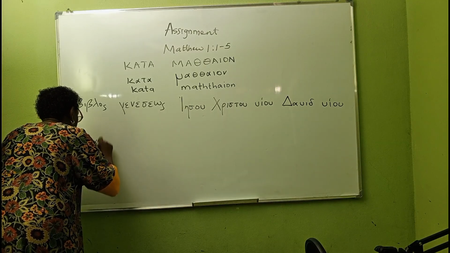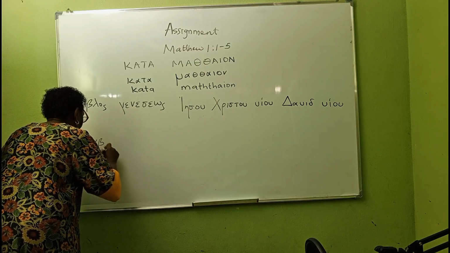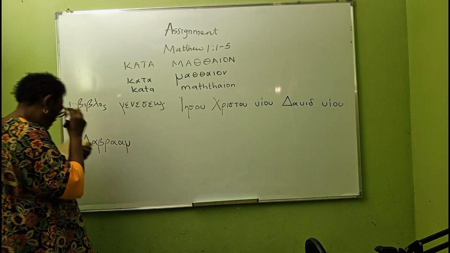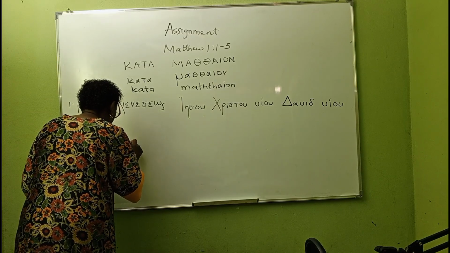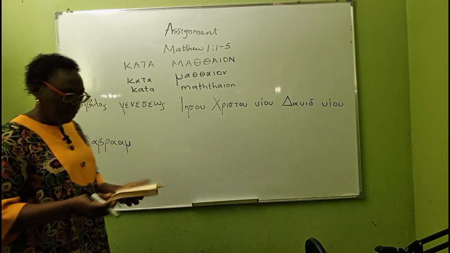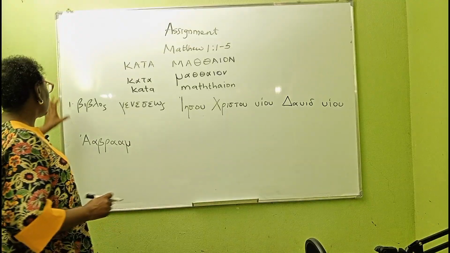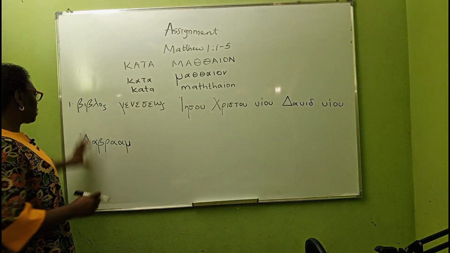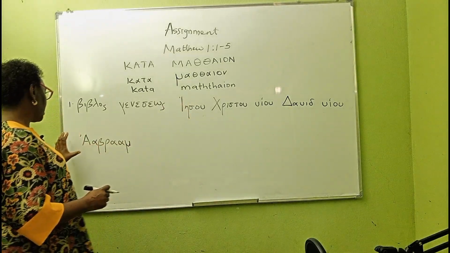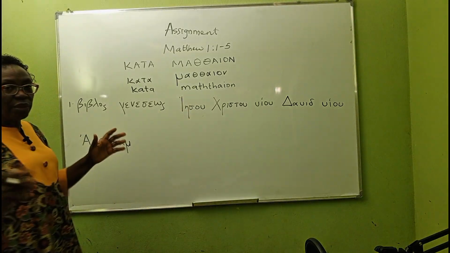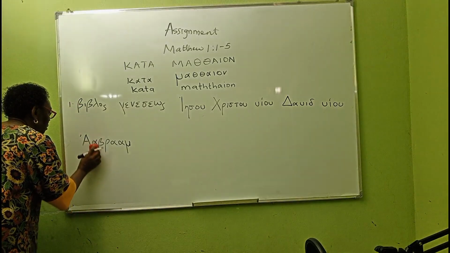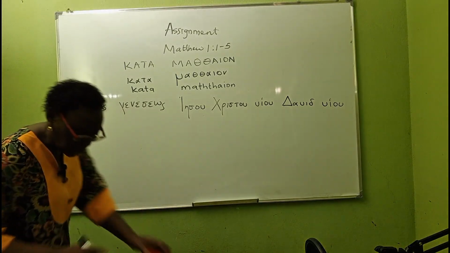Okay, good. So we have done this. This is the text from the Greek Bible. This is Matthew chapter 1, verse 1. It's already all written in Greek. What I want to do now is to do a transliteration of it.